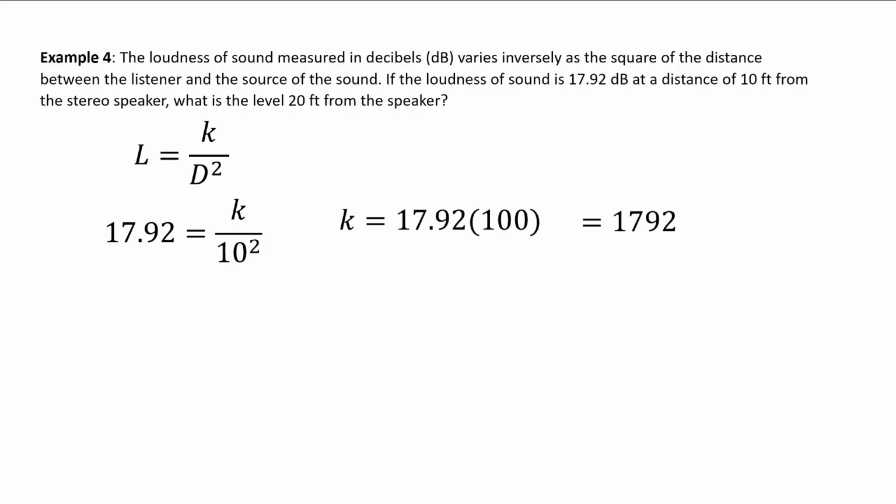And so now they want to know what's the loudness going to be if you move to 20 feet away from the speaker. So we're just going to plug that in. The loudness is equal to K, which is 1,792 over 20 squared. And that brings the decimal count down to 4.48. So just moving 10 feet further away from the speaker is knocking down those decibels a lot, like almost one fourth of what it used to be.